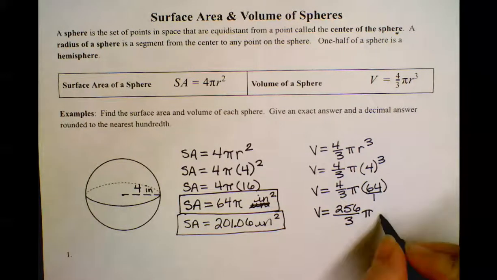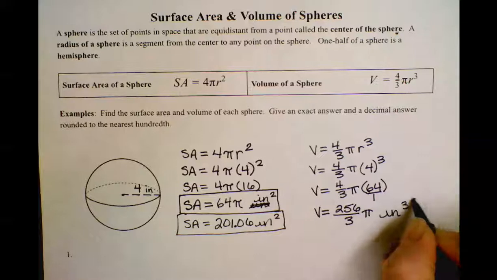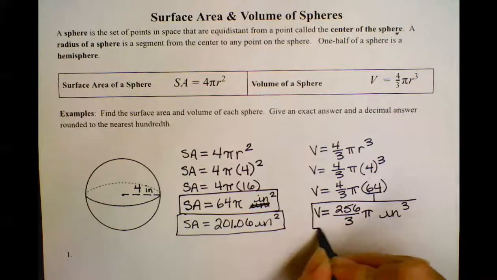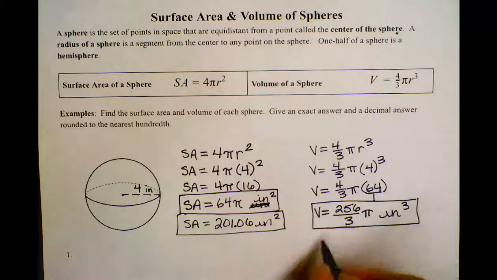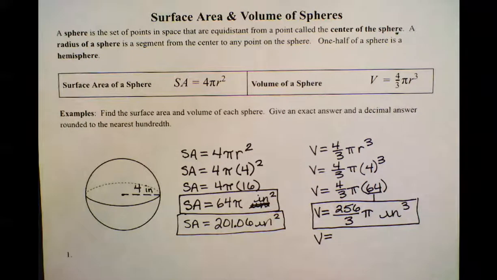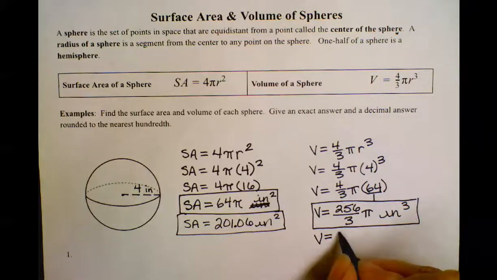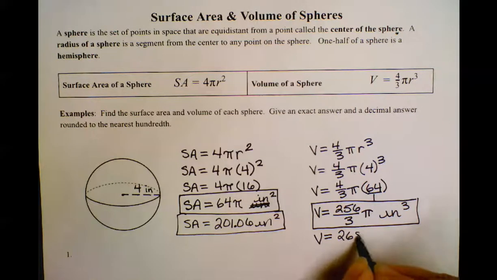Here our label is inches, and because it's a volume, it's inches cubed. So that becomes the exact answer for the volume. Now when it comes to the decimal answer, we're going to use our handy-dandy calculator: 256 over 3 times, and there again, I'm going to use the pi button. Helps if you type it in right, huh? 268.08 inches cubed.